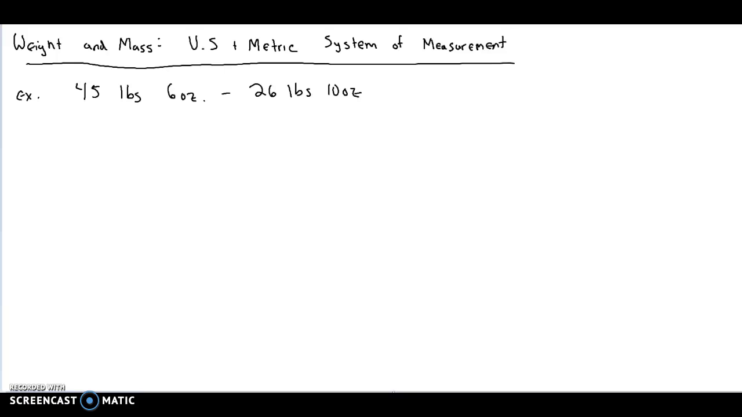Okay, so we're going to do some examples involving weight and mass. We're going to look at our level of measurement, and then we're also going to look at the metric system. We'll do a couple of different types of problems dealing with this.